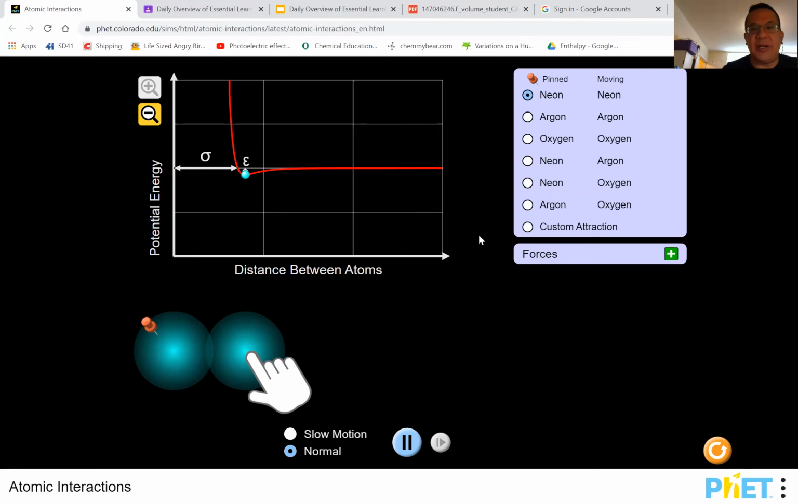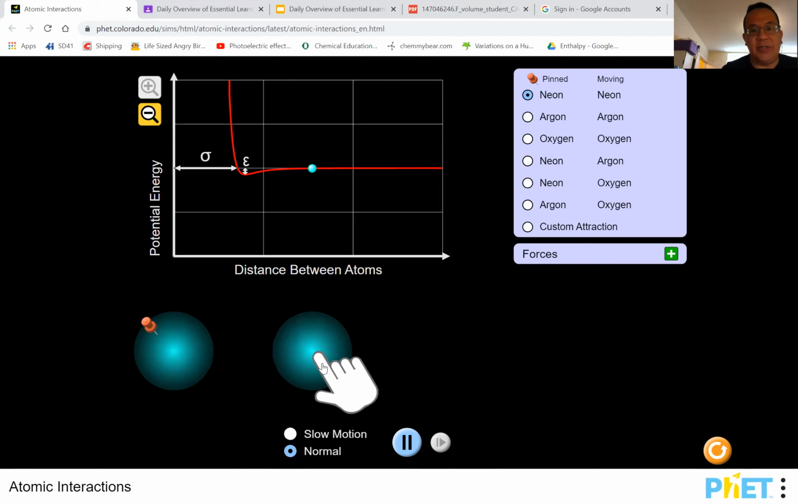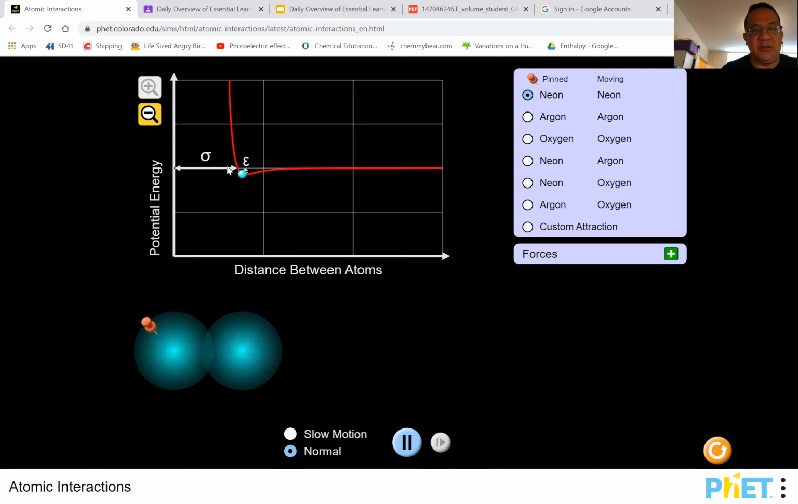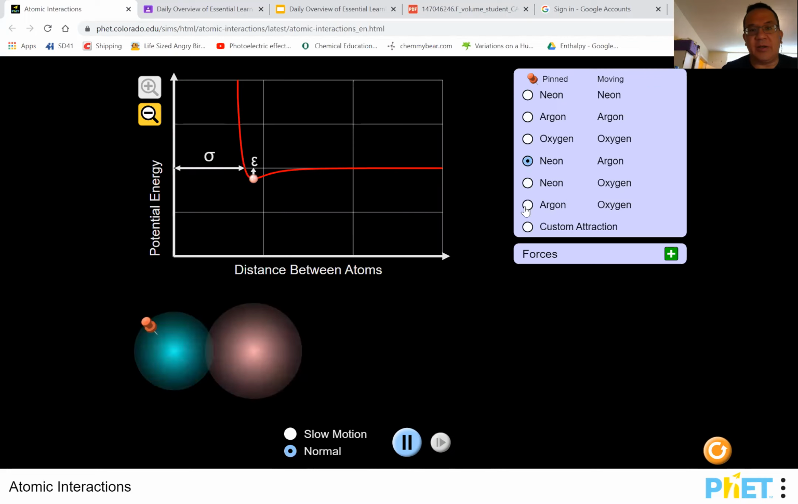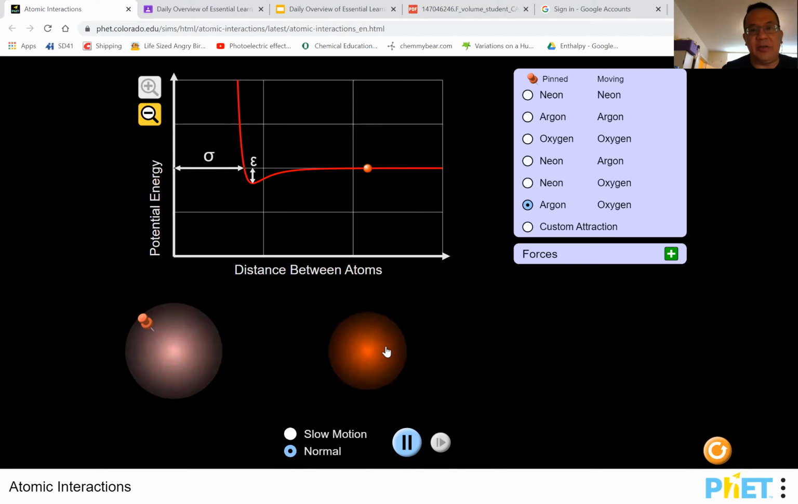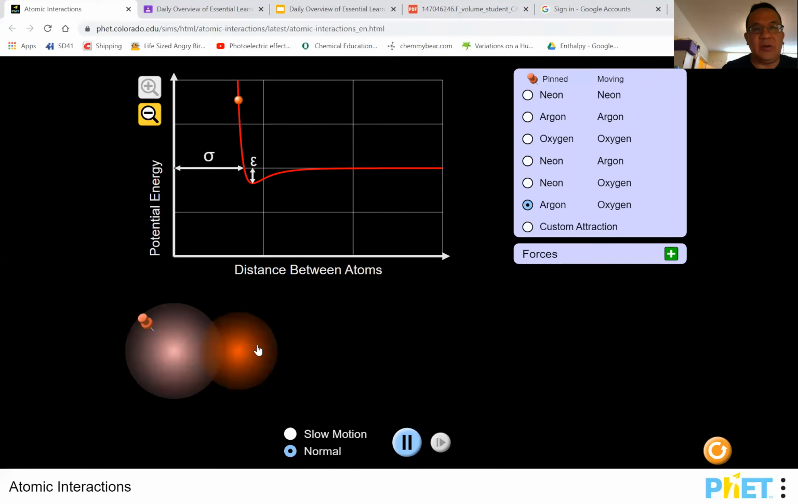You see the screen. If we were to play this and I pull this apart, notice the little atom up here. Let's do a bigger one here, so let's do neon, or argon. When it comes in too far, notice the energy. If it's too close, notice that energy. So what you have is a balance.